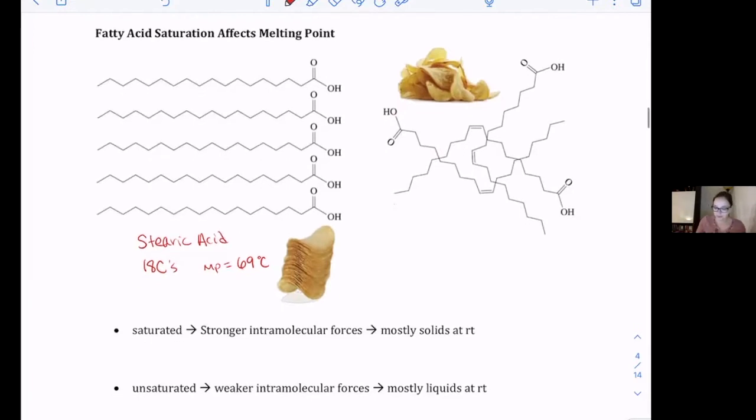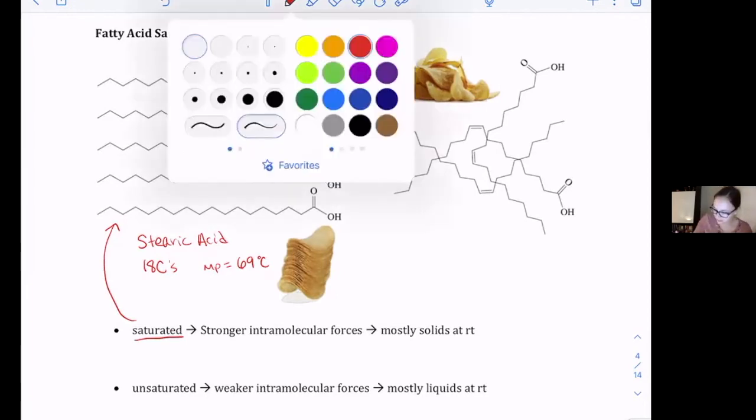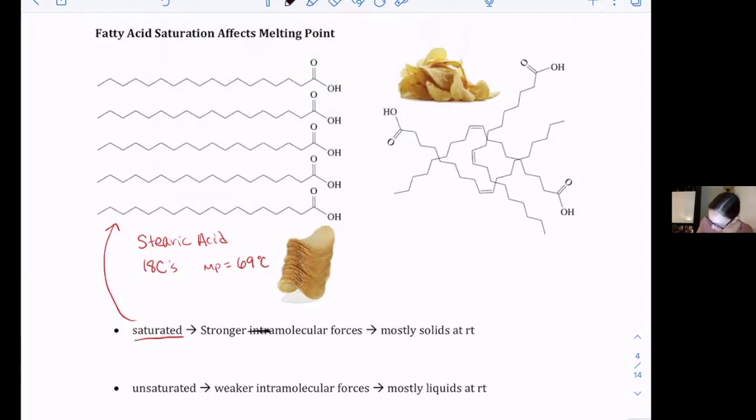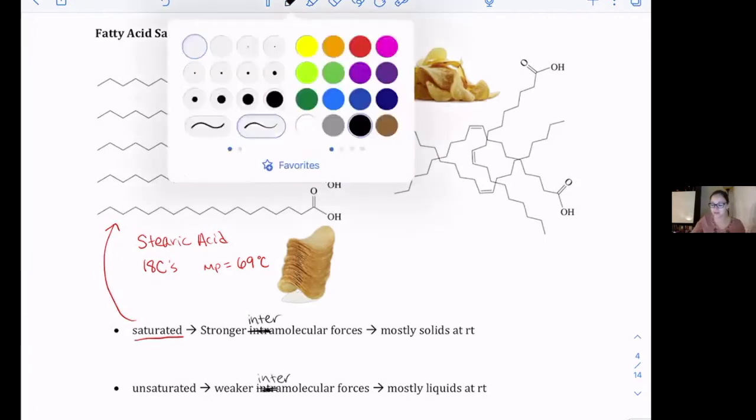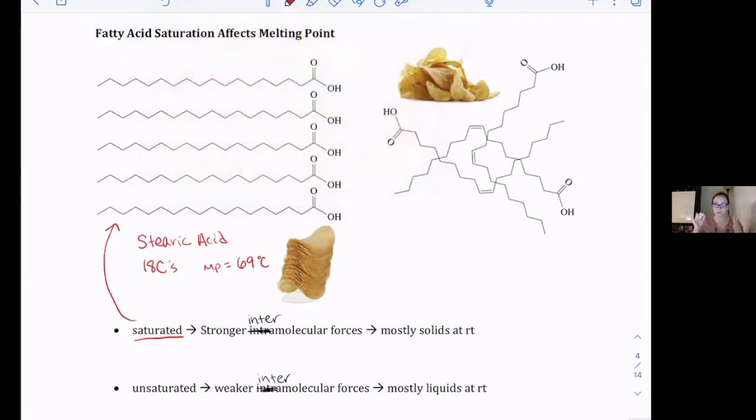I'm going to underline it here. Saturated fatty acids have stronger intermolecular forces, I should say intermolecular, that is my bad. Intermolecular forces mean the forces in between the different molecules, they have attractive and repulsive forces. And with a saturated fatty acid, we have stronger intermolecular forces, meaning that it's mostly a solid at room temp.